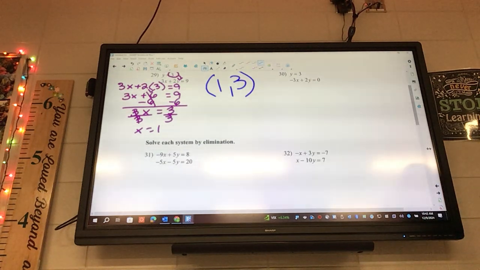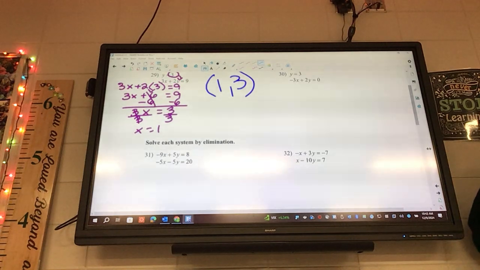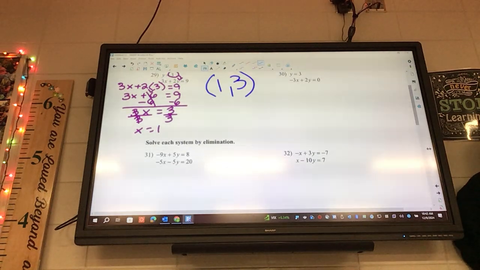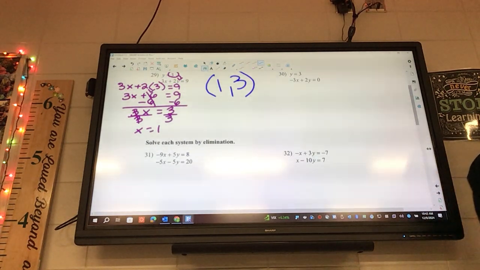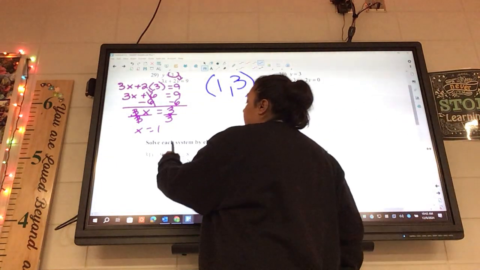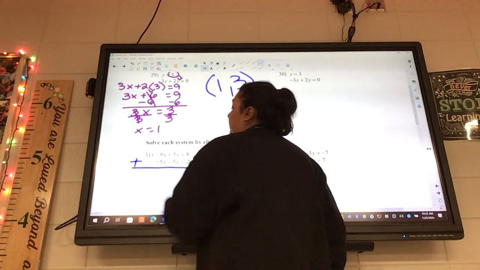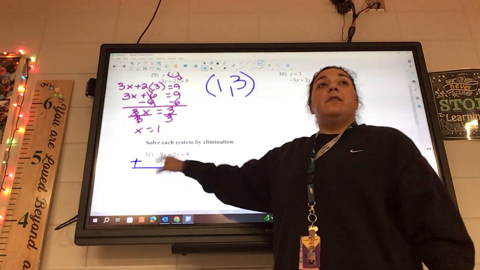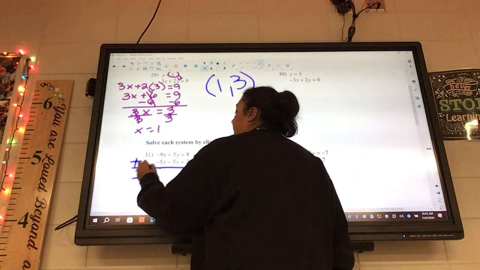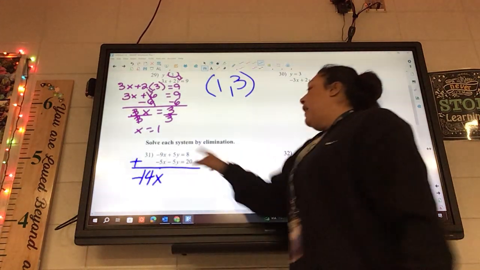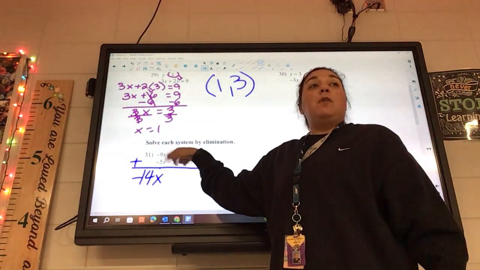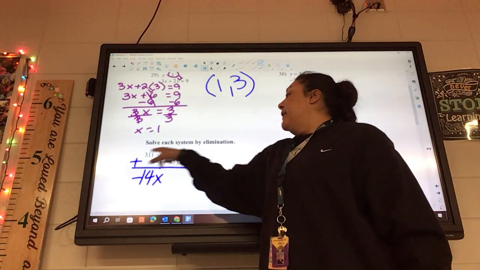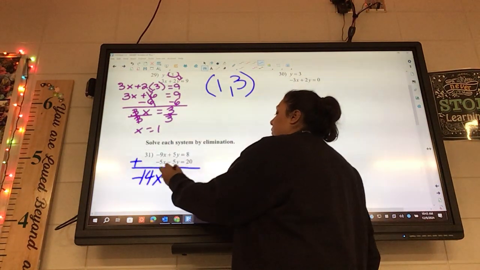Okay, 31, elimination. Which ones are gonna cancel out? Which ones are gonna eliminate? The x's or the y's? The y's. Why the y's? Yeah, okay, so they're both the same number. They both got a 5. So, because their signs are different, we can add them together. Okay, so -9 plus -5 is going to give me -14x. 5 plus -5 is 0. They cancel. Okay, and then 8 plus 20 is going to be 28.